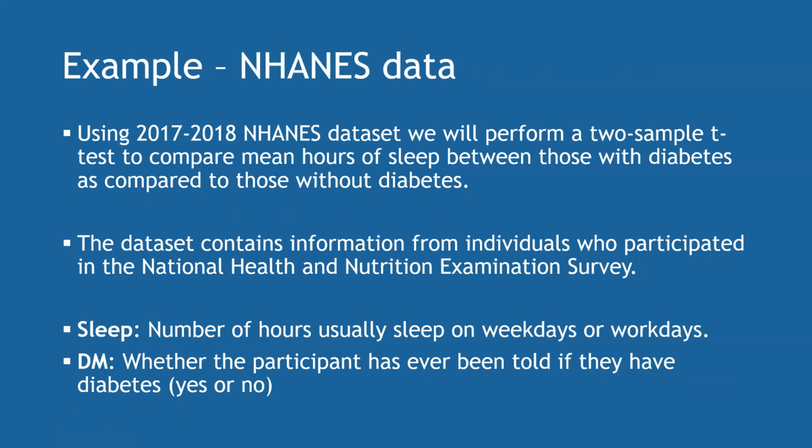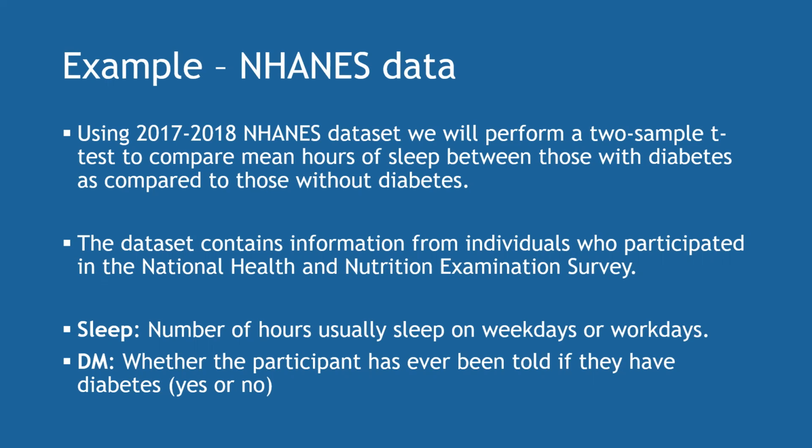Okay, so using the 2017-2018 NHANES data, we'll perform a two-sample t-test to compare mean hours of sleep between those with diabetes as compared to those without diabetes. This data set contains information from individuals who participated in the National Health and Nutrition Examination Survey, known as NHANES. We're going to use two variables from that data set. We're going to use sleep, or hours sleep, I think it's called in the data set, which is the number of hours usually slept on weekdays or work days.